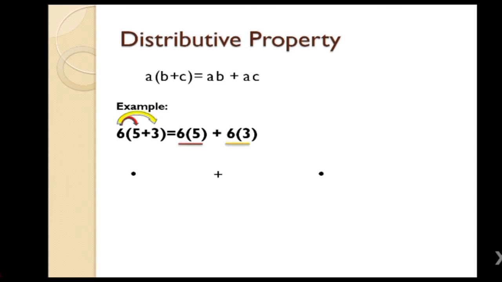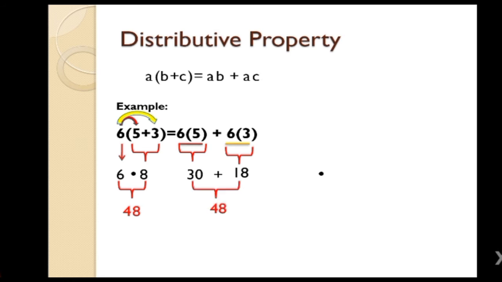So, kahit unahin nating i-add muna yung 5 and 3, which is 8, bago natin i-multiply kay 6, the product will become 48. Or, ang gawin natin, i-multiply muna natin si 6 sa bawat isa. So, 6 times 5 is 30. Then, plus 6 times 3 is 18. Still, the answer will be 48. So, kahit mag-distribute ka, o gamitin mo yung distributive property, still the answer remain the same.